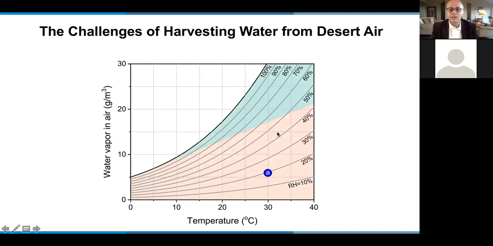Let's say that I'm in a city where the temperature is 30 degrees C and the relative humidity is 20%. That means I'm over here where this A is on this chart. And let's imagine that I want to get the water out of the air using the current methods of cooling. Now I have to cool down the air all the way here to obtain 100% humidity so that I can condense the water.